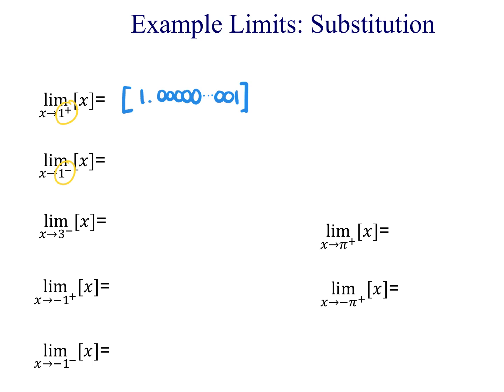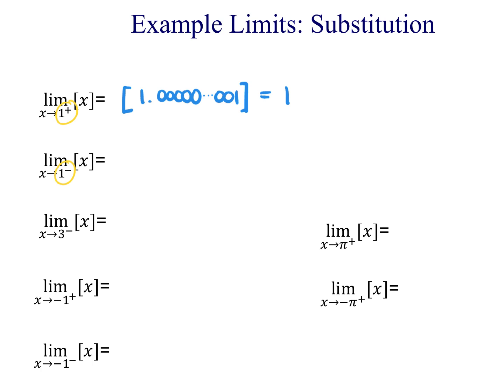What the brackets tell you to do is it's the command of round this down to the nearest integer beneath it. Okay, the nearest integer beneath it, round it down. So what is the nearest integer beneath this number, lower than this number? 1. So the answer to this is 1. Okay, it is the nearest integer lower than 1.000001.